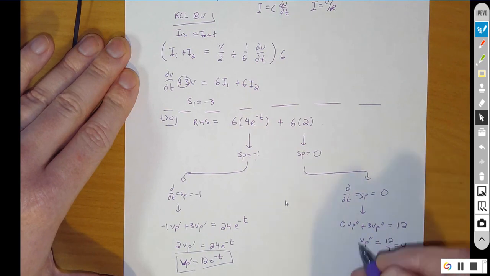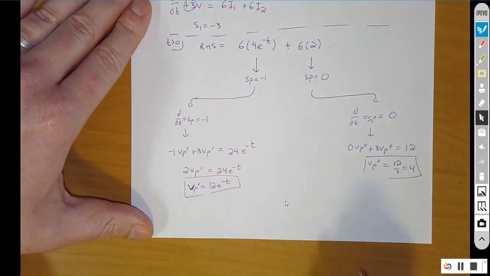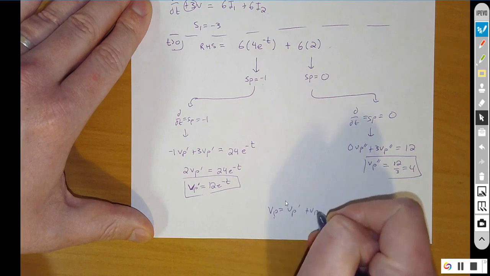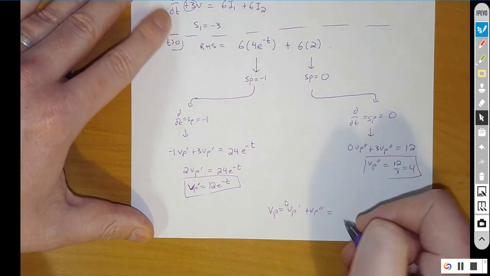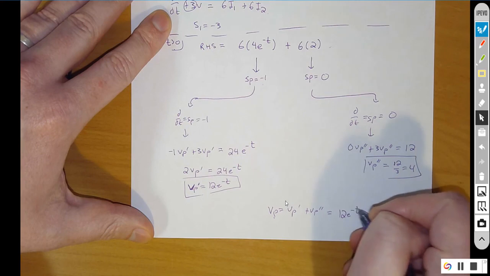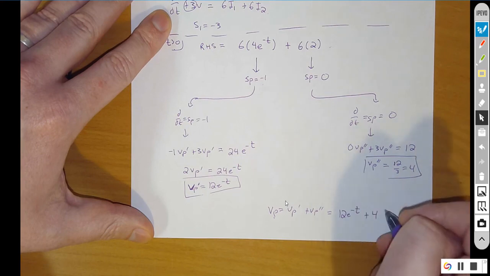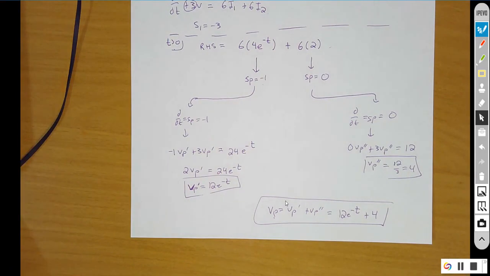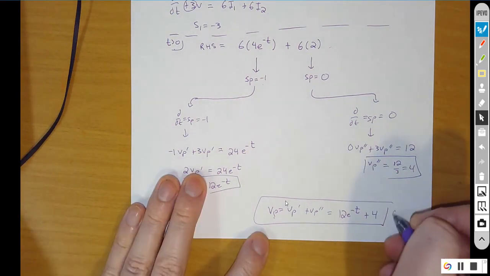And then I put these two pieces together. So v particular is v particular prime plus v particular double prime. So that is going to be 12 e to the -t plus 4. All right. And that is for t greater than 0.